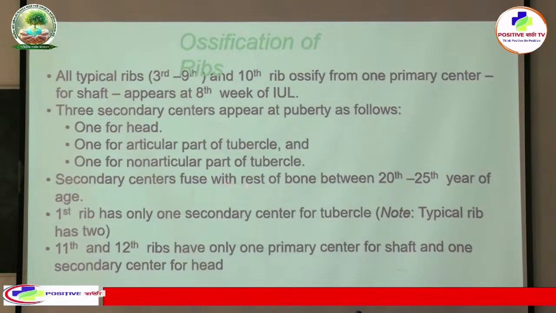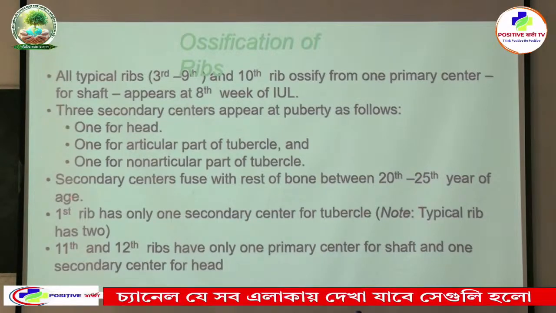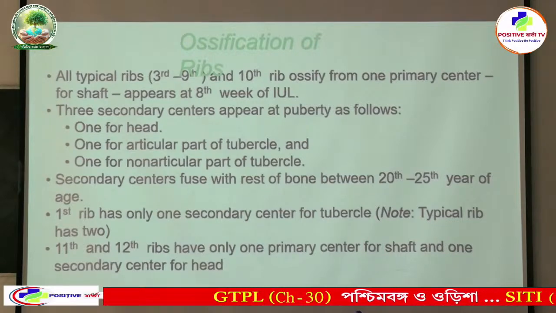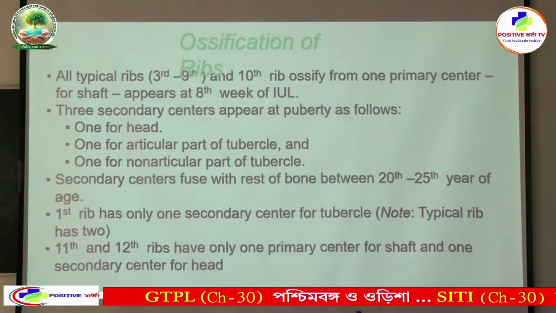And secondary centers fuse with the rest of the bone between 18th to 25th years of age. First rib has only one secondary center for the tubercle because it has only an articular part. That is the difference from typical rib. And 11th and 12th ribs have only a primary center for the shaft and one secondary center for the head. They do not have any tubercle, that's why no center for the tubercle, only the head. So this is ossification of rib.